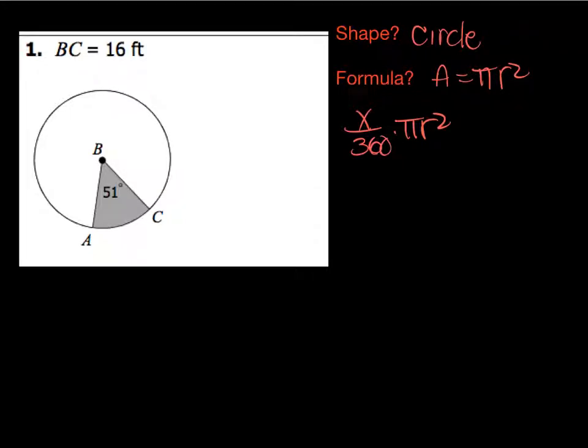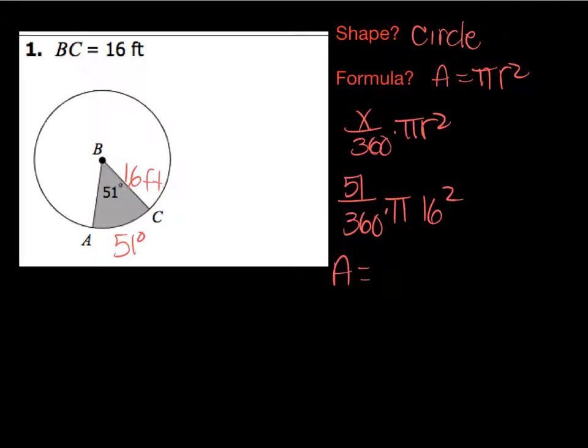Okay, this one, level 1 question, because we know the arc, which is the same as the angle. So this is 51 degrees. So it's 51 over 360 times pi r squared. So BC is 16 feet, so we know our r is 16.